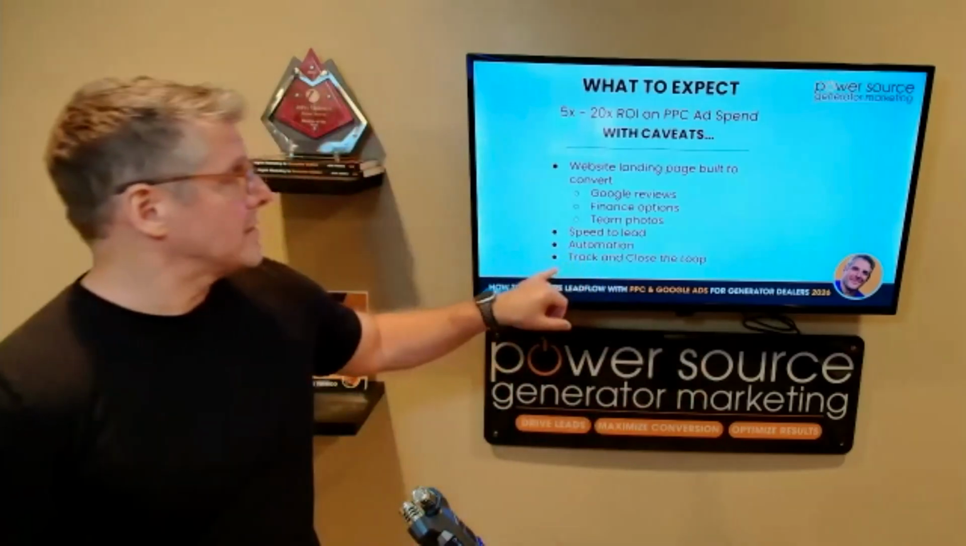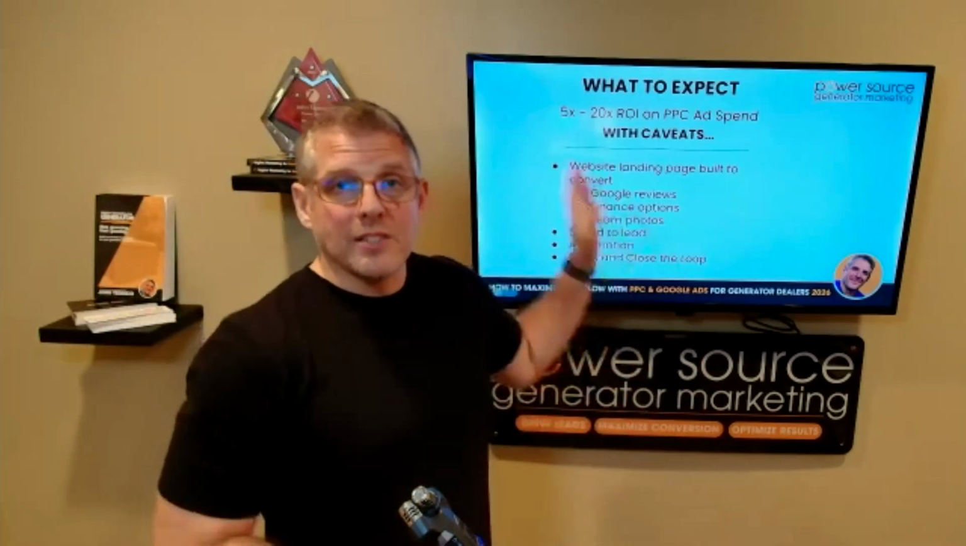Somewhere between 5 and 20x ROI on pay-per-click ad spend, and with certain caveats in place. I know that's a big range between 5x and 20x, but when we looked at these numbers the other day between all the clients that we have across the country, we are seeing this range of a return on ad spend from Google. It depends on the location, it depends on your competition, it depends on your market and the amount of search volume that's in place.